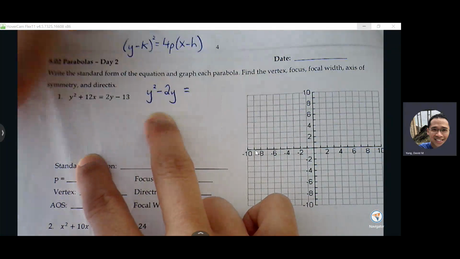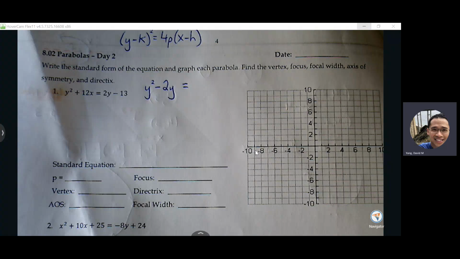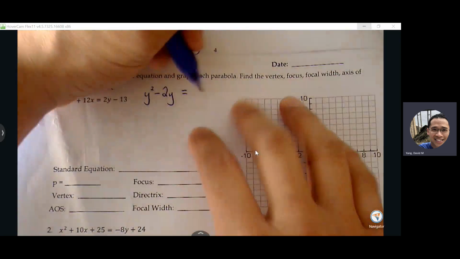And I only want the y's on the left side, okay? Because that's what I want to make progress with. I want to get that y variable worked out so that it comes out cleanly like that, y minus k squared. So I'm just going to group the y's together. Once I have the y's together, everything else is going to go on the other side. All the leftovers go on the other side.